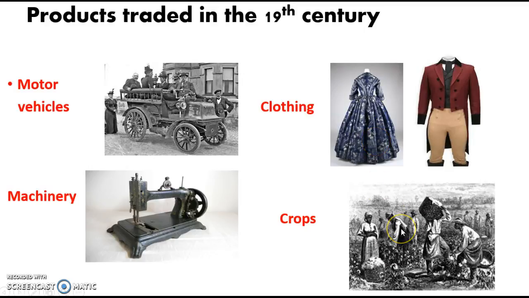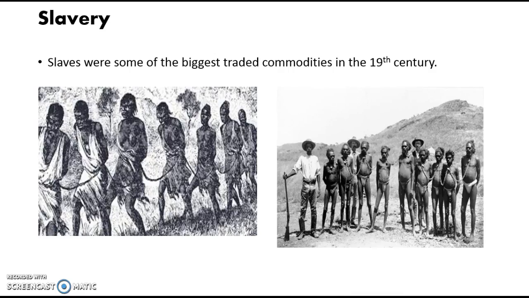Other products that were being traded during this period were crops, and especially cotton. And why was cotton a very major crop to be traded during this time? It is because cotton was used mainly for production of cloth. So it was important for that product to be traded.